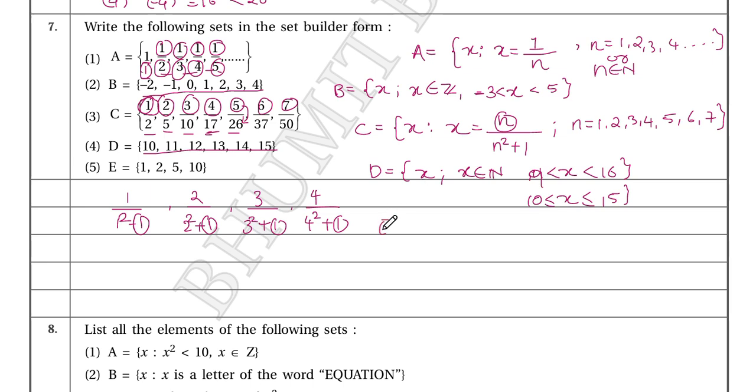Then the last set, E. So what you can say, see in the set E, 1, 2, 5, 10. These are the numbers that are nothing but factors of 10. So we can write x such that x is a factor of the number 10. Or you can write the divisors of 10, x such that x is a natural number which divides 10, or the factors of 10. Okay. Look at the next question.